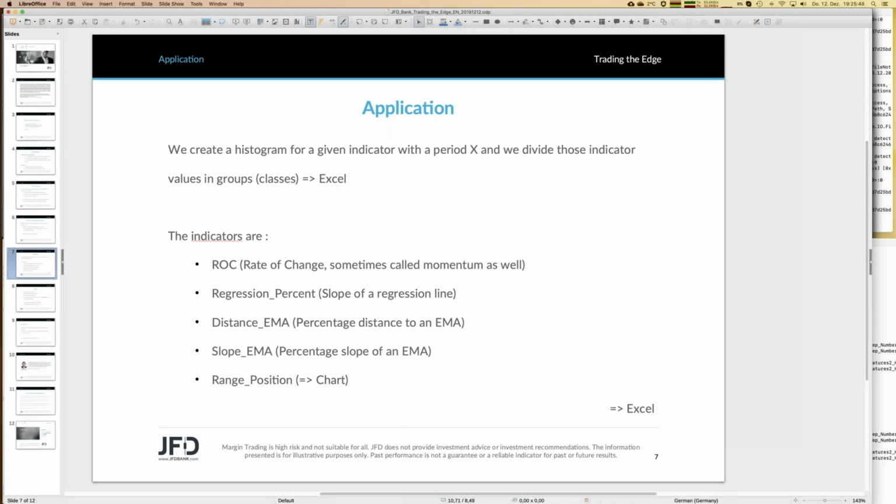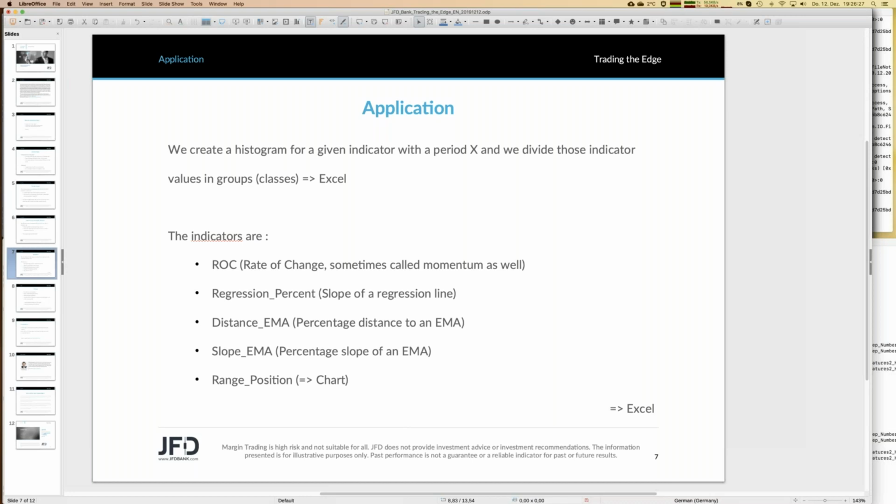So any indicator has always one degree of freedom, and that's its period. So we will look at different periods of those indicators. Another indicator I investigate is, for example, regression percent. That's quite simple. If you look at the price for the last 100 candles, you can fit a regression line into those points, and that regression line has a slope. And yeah, that slope might be a good indicator as well.